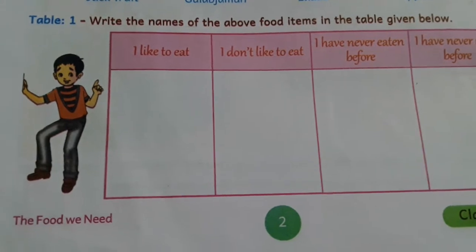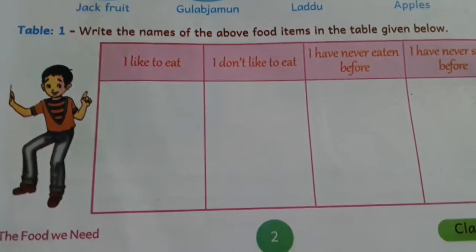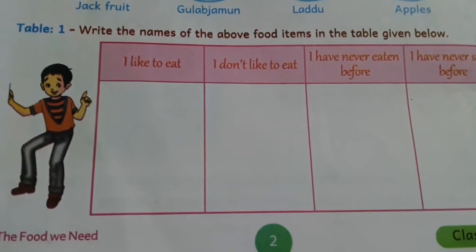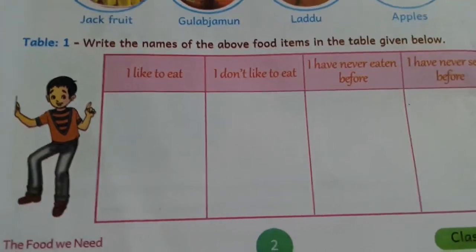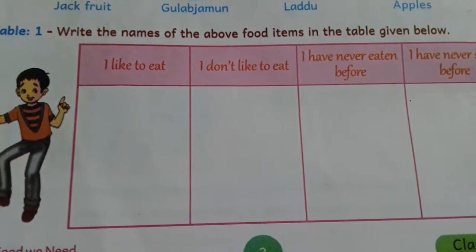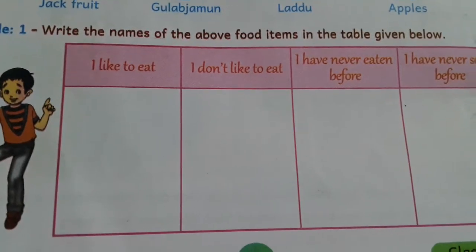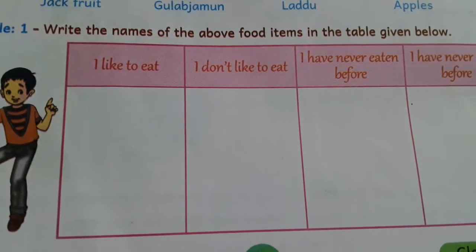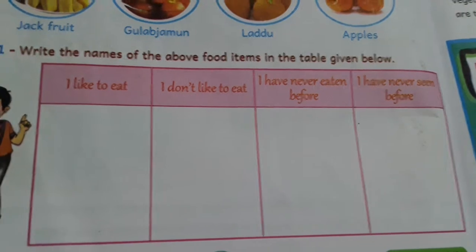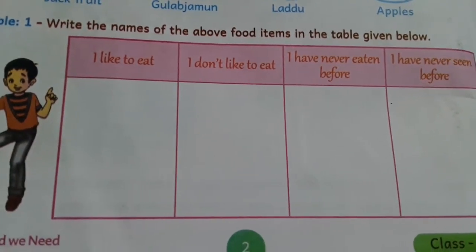Based on that activity, here they have given one table. Write the names of the above food items in the table given below. See, I like to eat and I don't like to eat. Children, among these items, which items do you like? Write those in the I like to eat box, and what you don't like to eat, write in the next box. And I have never eaten before and I have never seen before, this also you have to mention in this box.